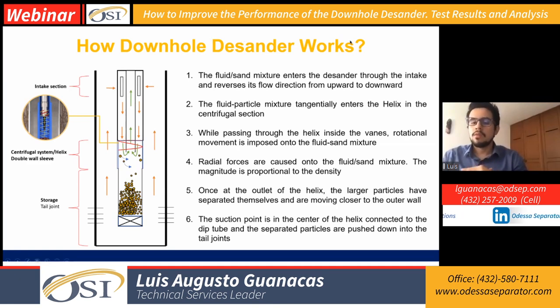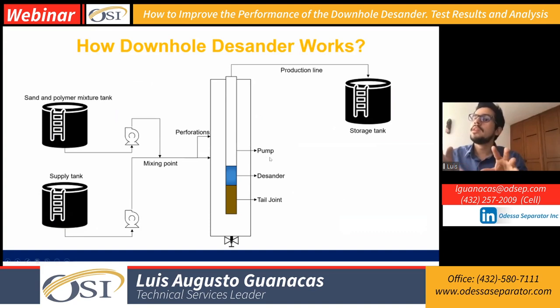We can watch a video, but I want to first introduce you to our test facility. So looking to understand how these desanders work, we set up a test facility. The test facility was made of 3 tanks: a supply tank, another tank with a sand and polymer mixture, and the storage tank, which was connected to the production line. We used 3 pumps, one connected to each tank.